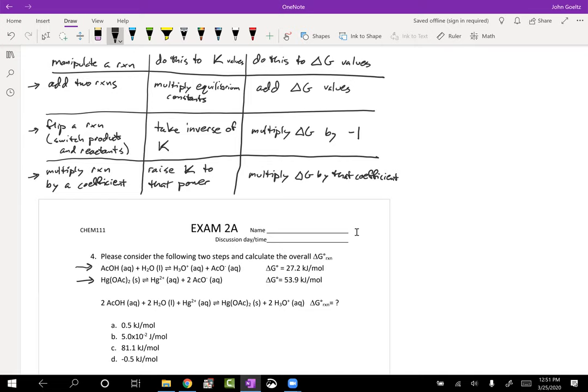I agree. And someone else said we're going to have to multiply the first reaction by two. Yeah, you're totally right. My process is to just pick one of these chemicals and ask, is it in the right place? I'm looking at the mercury acetate and asking, is that a reactant in the overall or is it a product? That's a product. So that one needs to be flipped.